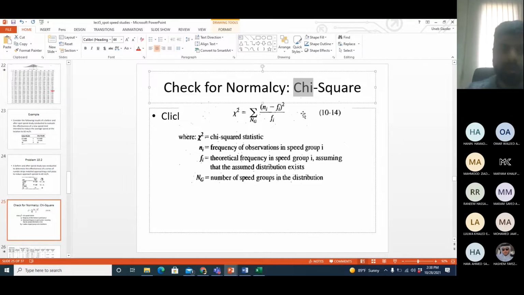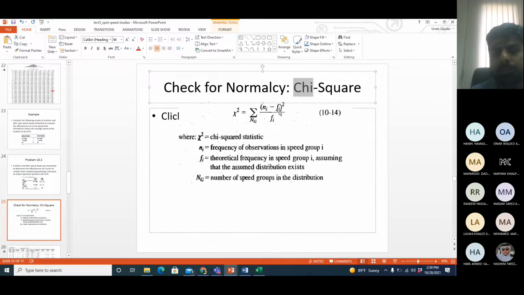Don't say chai-square. Okay, for performing the chi-square test, I need the chi-square value. How to calculate the chi-square value? You can see the equation here. For each group, now you should remember that speed data was divided into speed groups. For each speed group, I had the number of values and so on. So for each speed group, you will calculate this ratio. What is this ratio? (n minus f) square upon f. What is n? Number of observations in each group that we already took from the field. We already gathered that n data from the field.